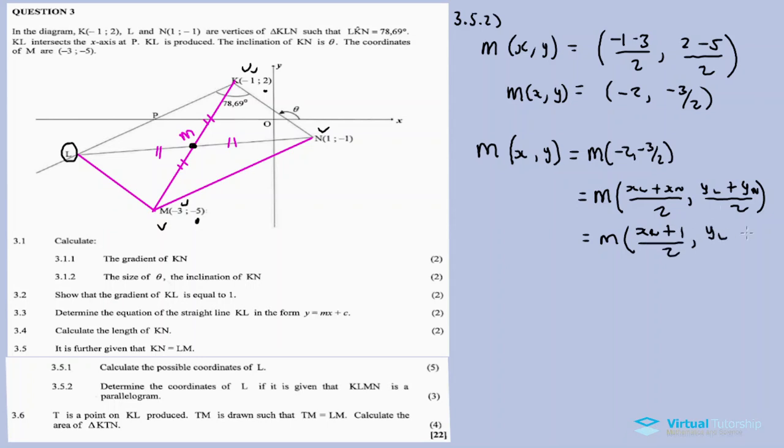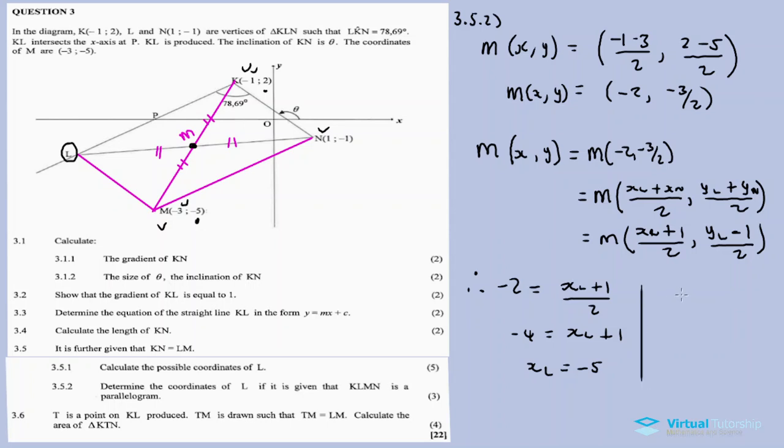Yl unknown, yn plus yn is -1, so let's say -1 divided by 2. Therefore the -2 is in fact equal to xl plus 1 divided by 2. Cross multiply, so -4 equals xl plus 1. So xl is equal to -5.